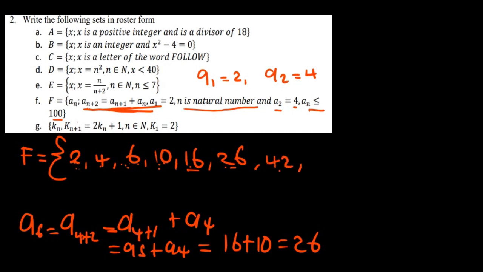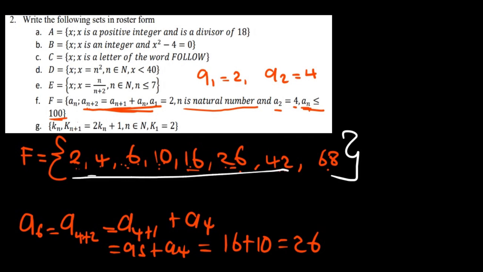The next one will be 42 plus 26, which will give me 68. The next one will be 68 plus 42, which will be 110. But remember they said an should be less than or equal to what? To 100. So we can't go to the 110 there. So we are going to exclude that 110 from the set. We're going to erase this, and then we are going to say our set only ends on the 68.